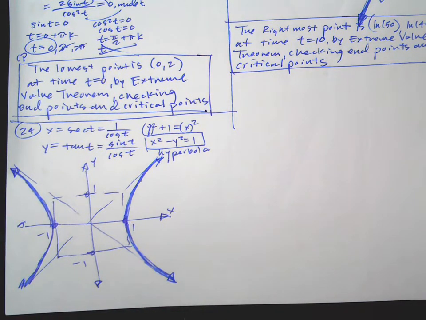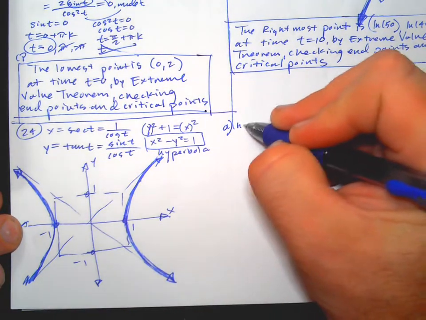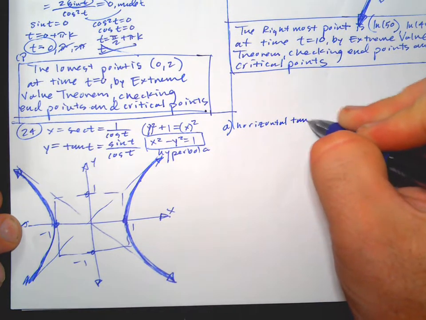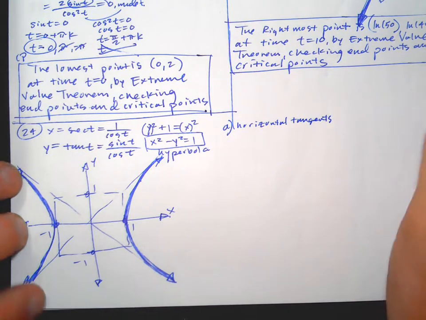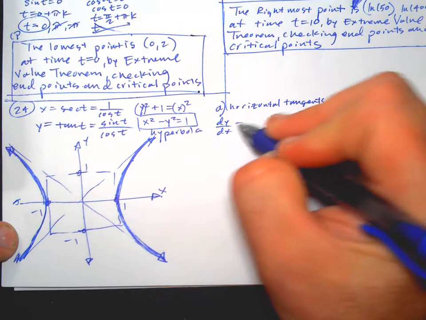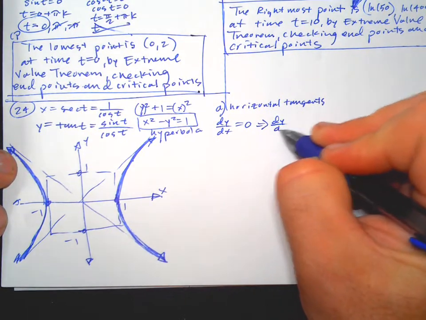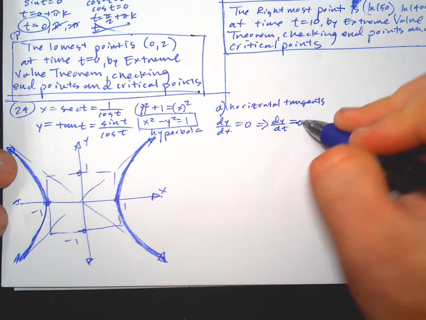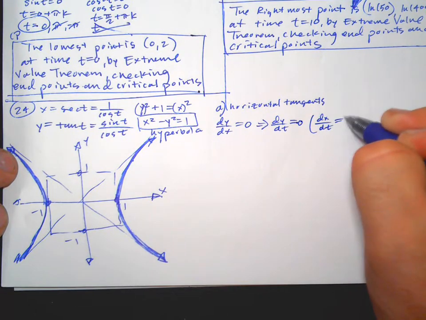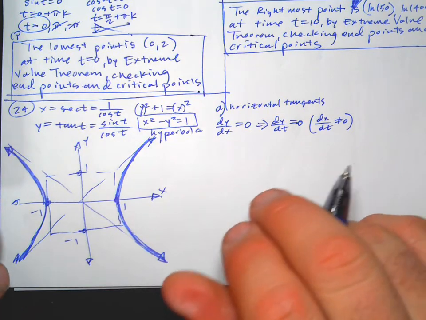So part A says we're going to try and find horizontal tangents. Well, where do horizontal tangents happen? Just like last year, for any kind of graph, they happen when the slope is equal to 0, which is going to be when dy/dt equals 0. Hopefully dx/dt doesn't equal 0 at the same time. If it does, it's not necessarily bad. It's just going to be more complicated to find it.